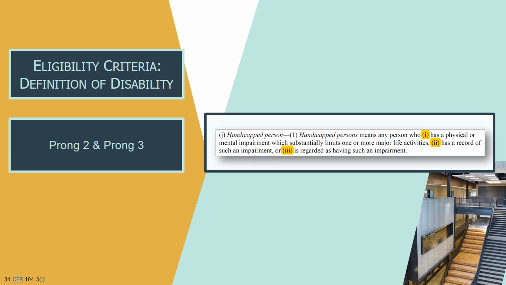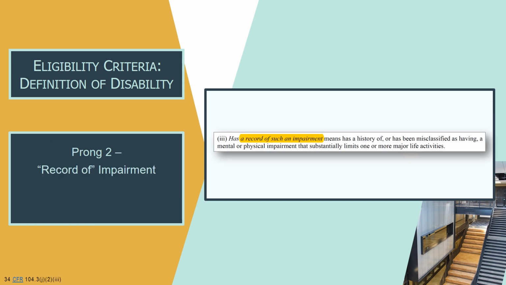For the vast majority of students, Section 504 eligibility hinges on whether they have a physical or mental impairment that substantially limits a major life activity. This is often called Prong 1. But there are two other prongs under which Section 504 affords protections. A student eligible for Section 504 under Prong 2 has a record of an impairment. Typically, this student was either correctly or incorrectly determined to be eligible under Prong 1 in the past, but the student has since been exited from eligibility.